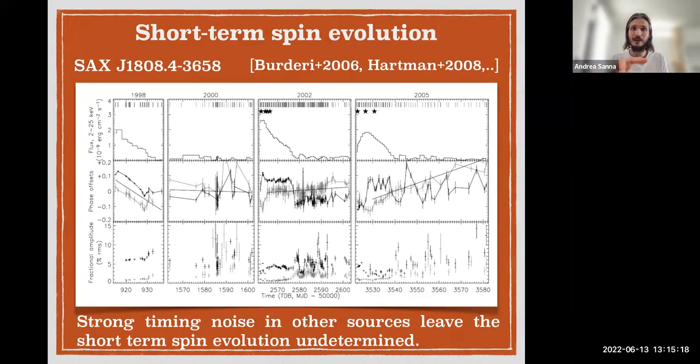If you see the third panel, in 2002 it stays constant for a while and then it drops by a factor of 0.5. And then from there it goes on varying. This is an example of a problem that we have in this system that is called timing noise. So on top of a variation of the phase, we have some erratic motion, some random variation that we still don't know exactly the origin of.